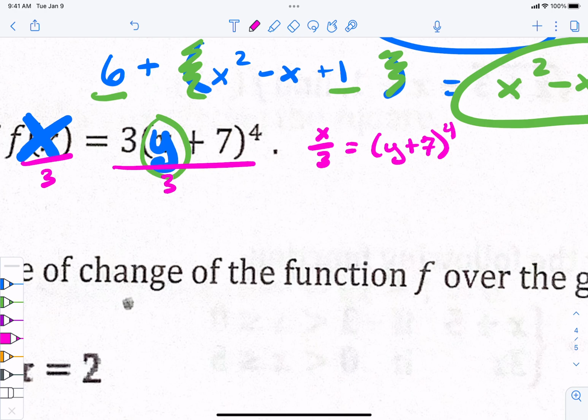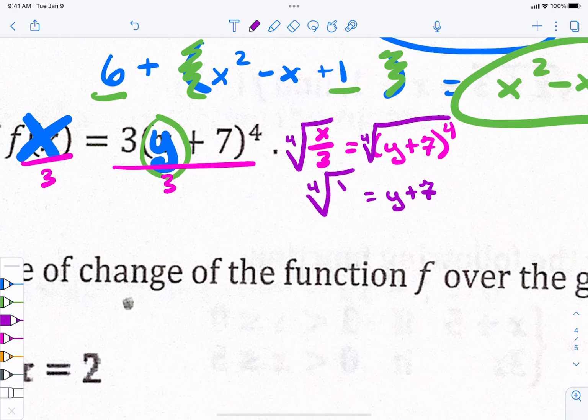Now what do you do? Take the 4th root. Oh, we're going to forget something. Maybe not. We're going to take the 4th root. So we have y plus 7 is going to fall out of there. On the left side, the 4th root of x over 3. x over 3 is not quite right. 1/3 x. Plus and minus. We need plus and minus.